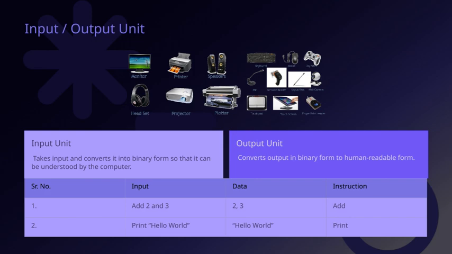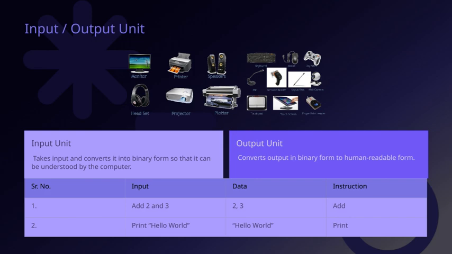Next, we have the output unit itself. This is where the processed data is presented back to us in a human-readable form. Moving on, the input unit is crucial because it takes the data or commands we give and converts them into binary, so the computer can understand and work with them. Both the input and output units together form the input-output unit, which acts as the interface between us and the computer. To make this clearer, let's look at some examples from the table.